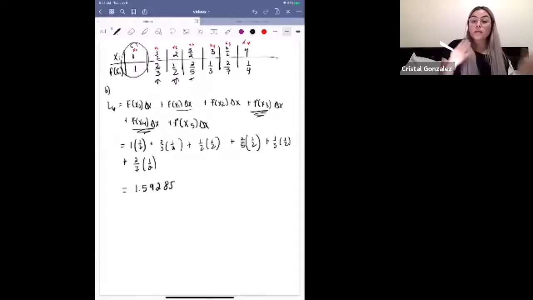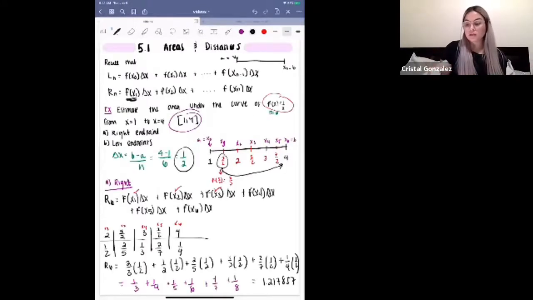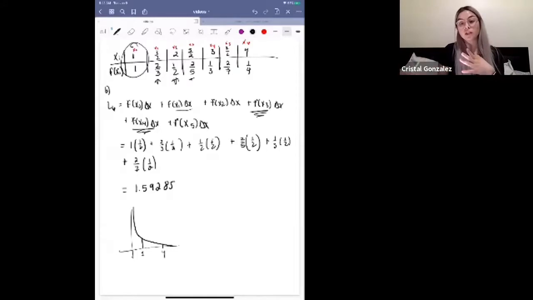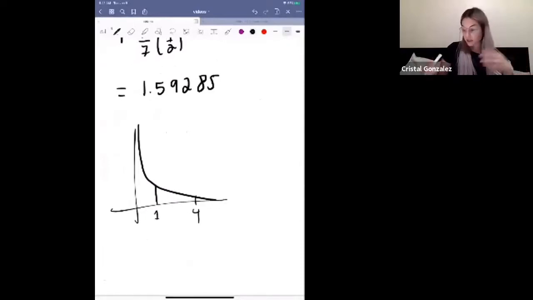Okay, so remember that this function was actually a decreasing function. I deleted it, but it looked like this, from the part where it hit 1 to 4. It was decreasing here. And so it makes sense that our left endpoint is actually larger than our right endpoint because it's a decreasing function. And recall in the last video at the end, I said that if you have a decreasing function, your left endpoints will always overestimate and your right endpoints will underestimate the function.